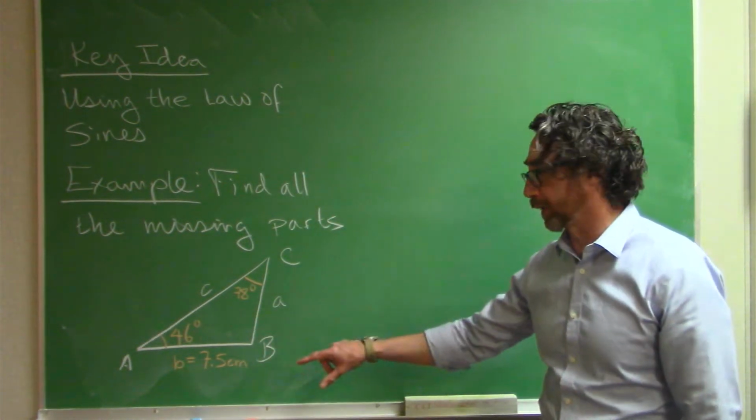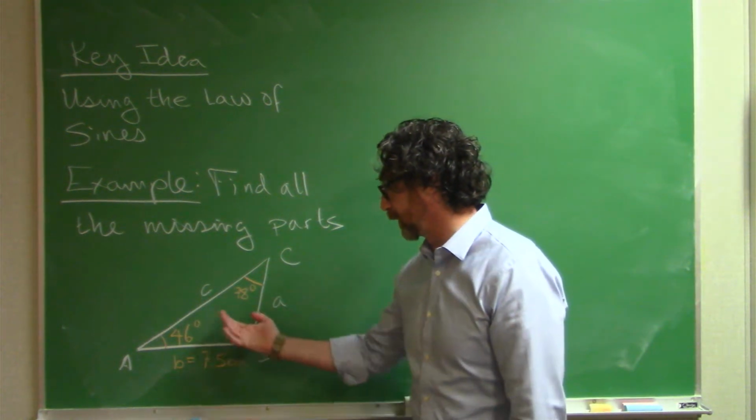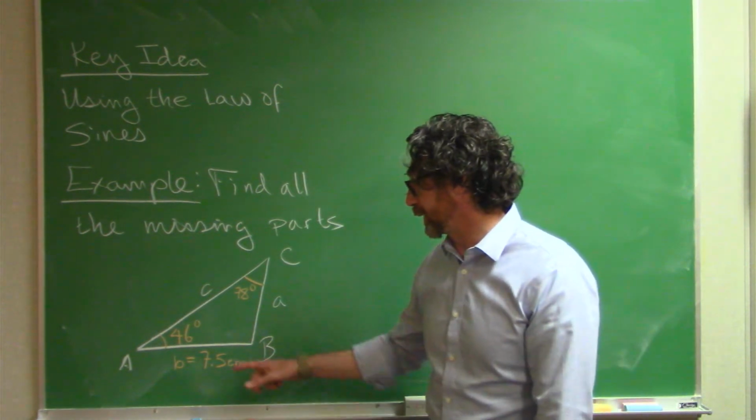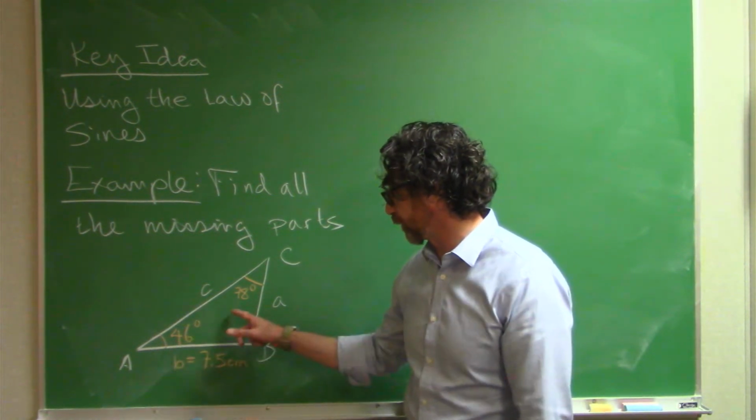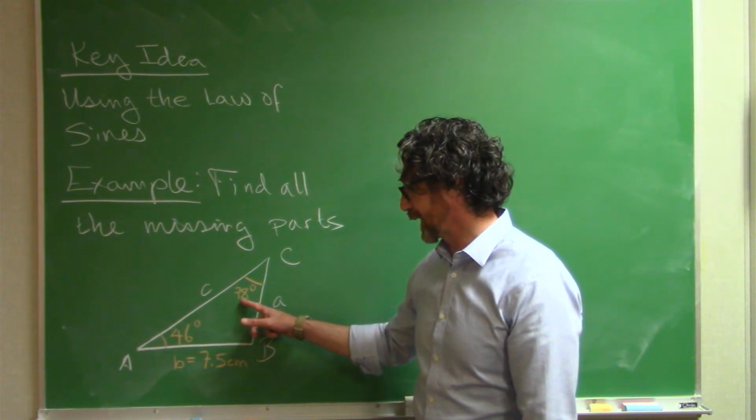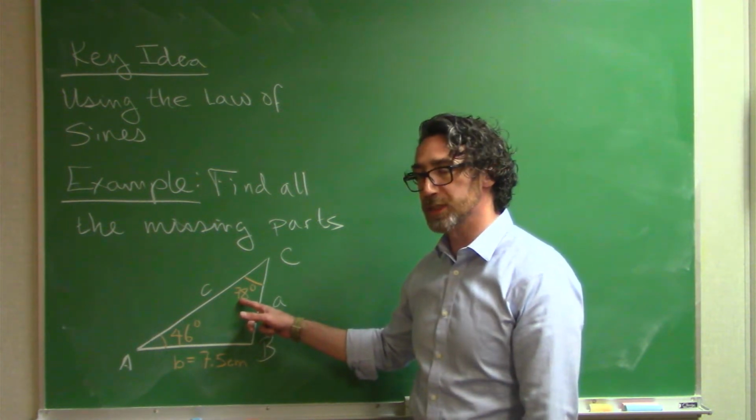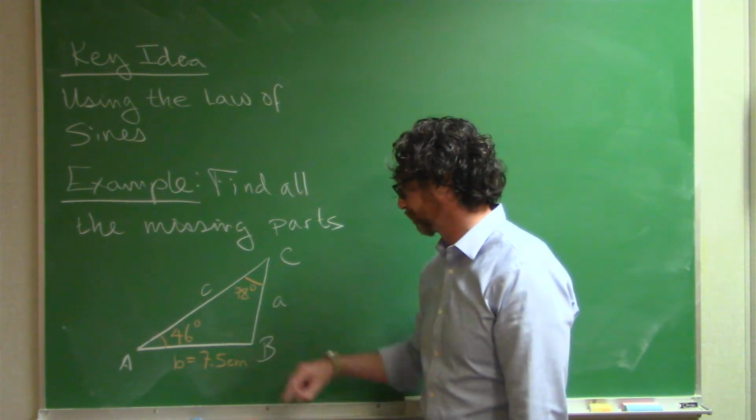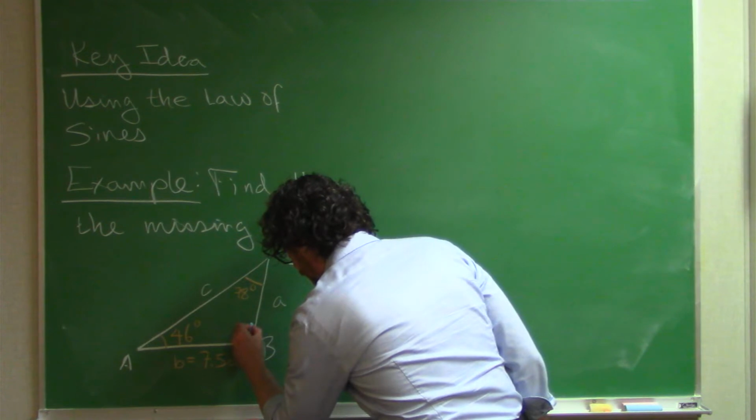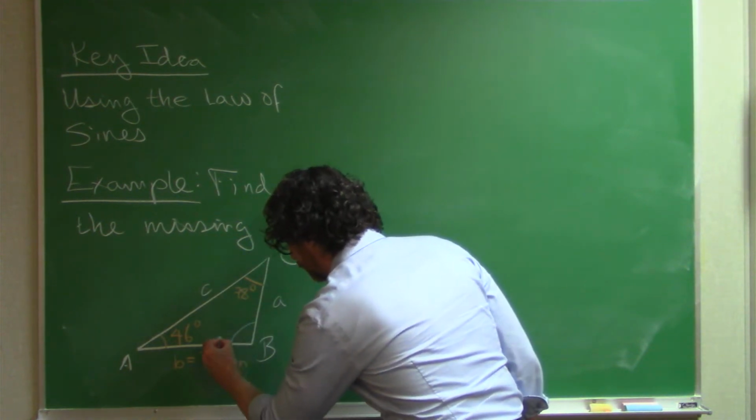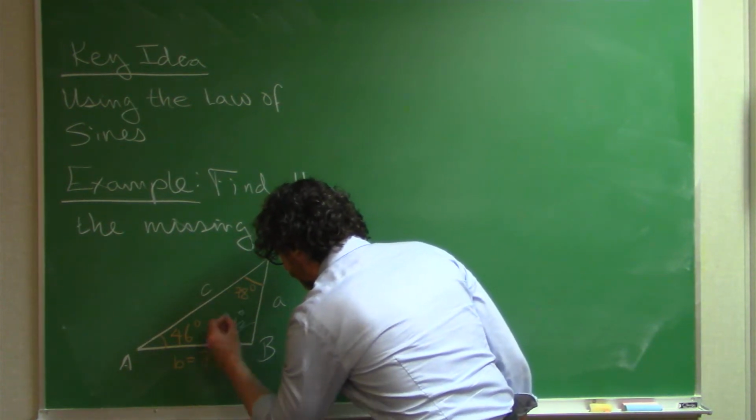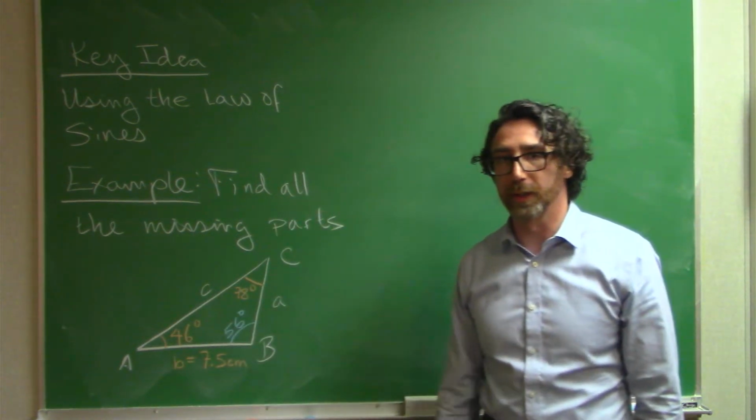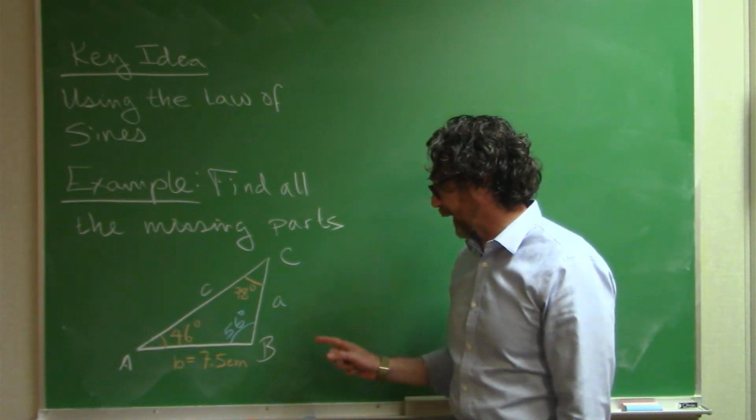Now that's the easiest part. They've told me two of the angles. I know that all three of them together have to total to 180 degrees. So let's see what I've got so far. 46 plus 78. Well, 46 plus 70 would be 116. So I've got 124 here. So that means that this must be 56 degrees. And if you total these out, you will get 180.